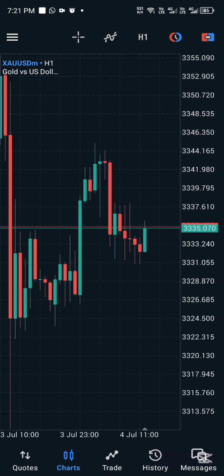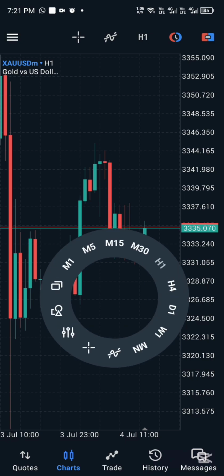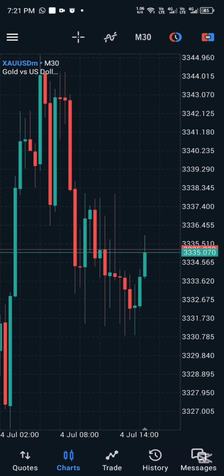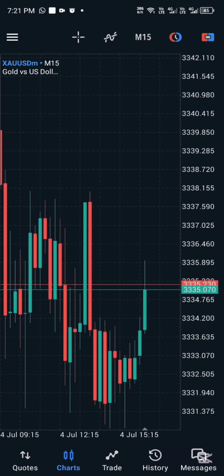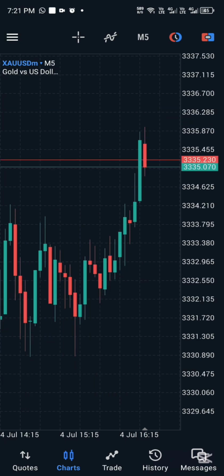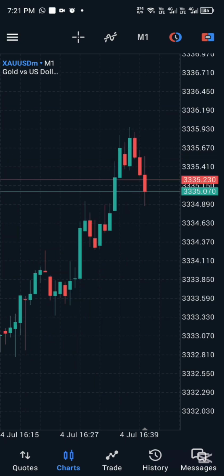So on the 1 hour time frame on gold here, we can see that the spreads are very tight. Beautiful, very tight spreads here. On the M30, it's also tight. This is quite a very tight spread. M15 still tight. M5 fair enough for M5, and then M1 also not as much.